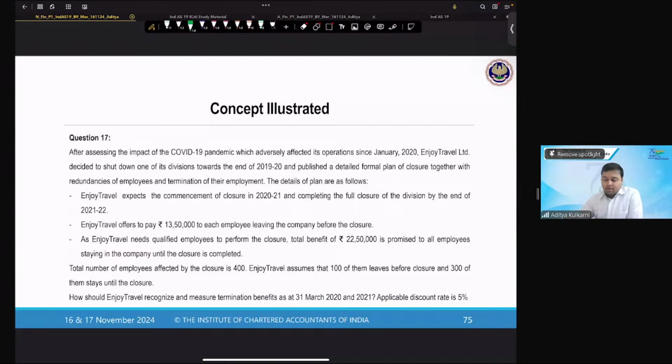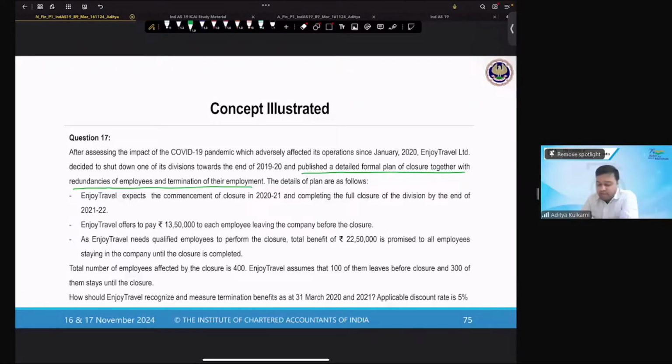All right. After assessing the impact of the COVID-19 pandemic, which adversely affected its operations since Jan 2020, Enjoy Travel Limited decided to shut down one of its divisions towards the end of 19-20 and published a detailed formal plan of closure along with redundancies of employees and termination of their employment. The details of the plan are as follows.